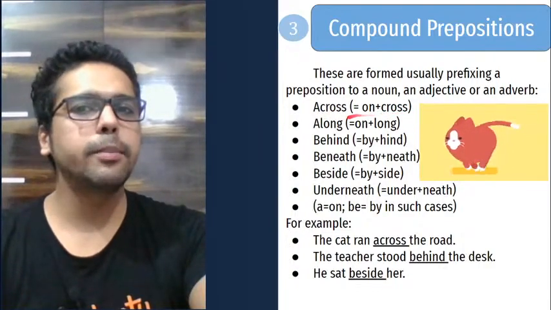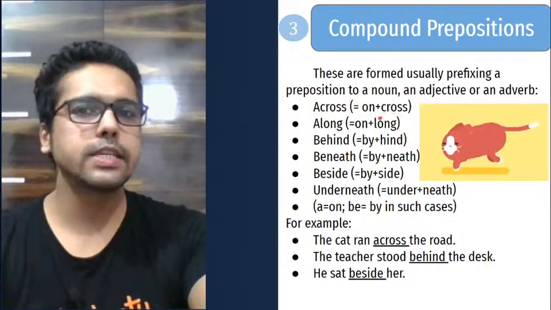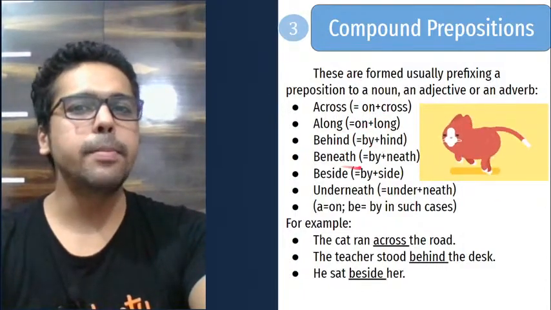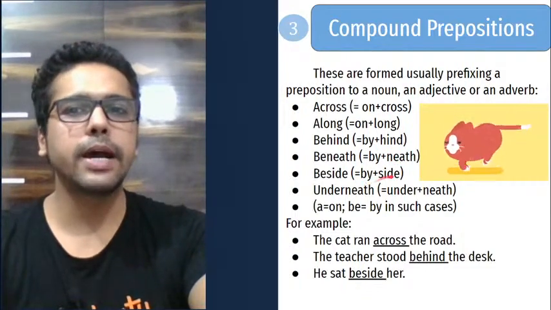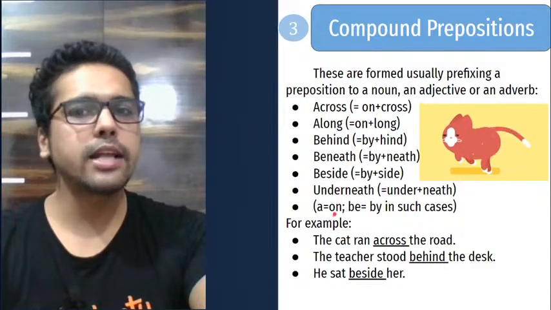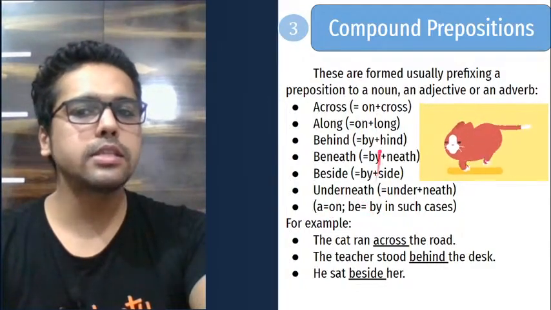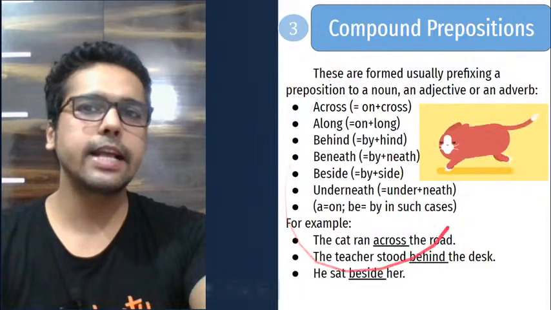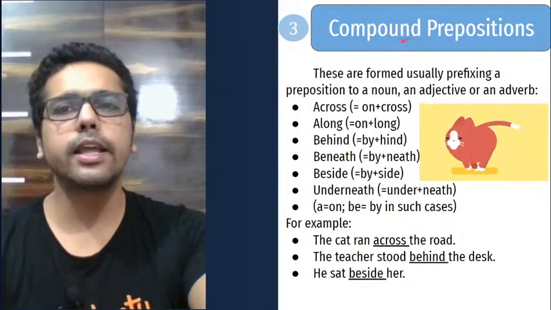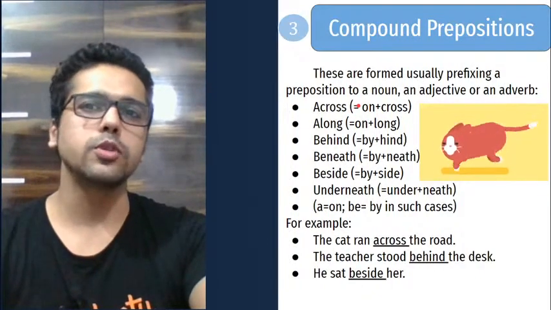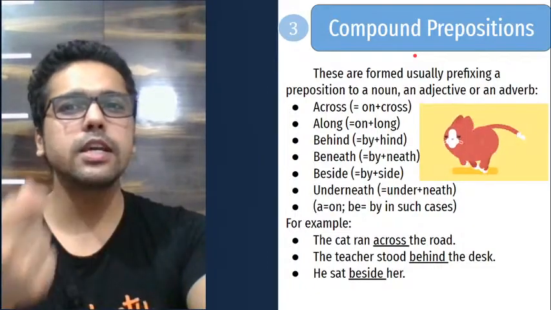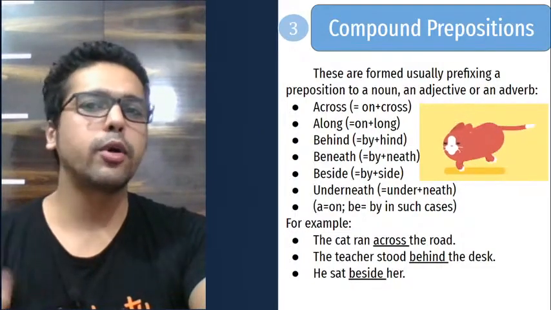So look at this here. Across is actually on plus cross. Along is actually on plus long. Behind is actually by plus hind. Beneath is by plus neath. Beside is by plus side. Underneath is under plus neath. A over here stands for on, and B over here stands for by in such cases. That's why they are called compound prepositions, because they are made by prefixing a preposition. Why compound? Because they are made by prefixing. We are prefixing a preposition to either a noun, adjective, or an adverb.